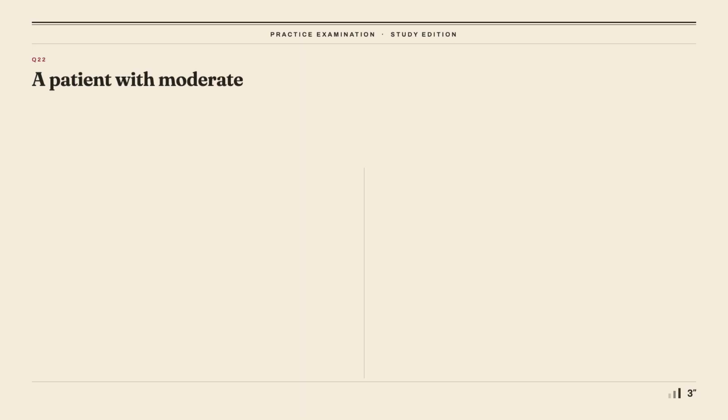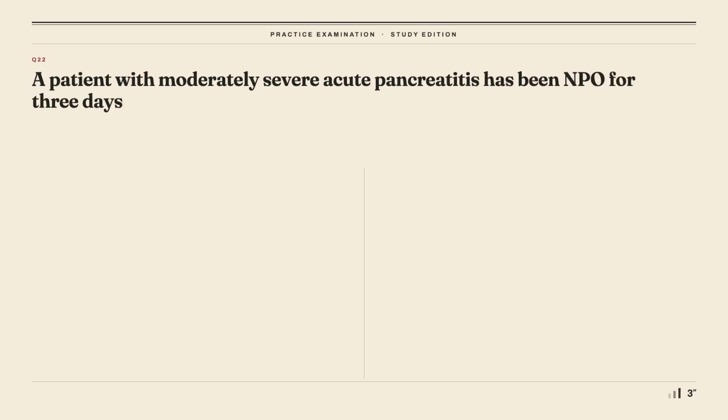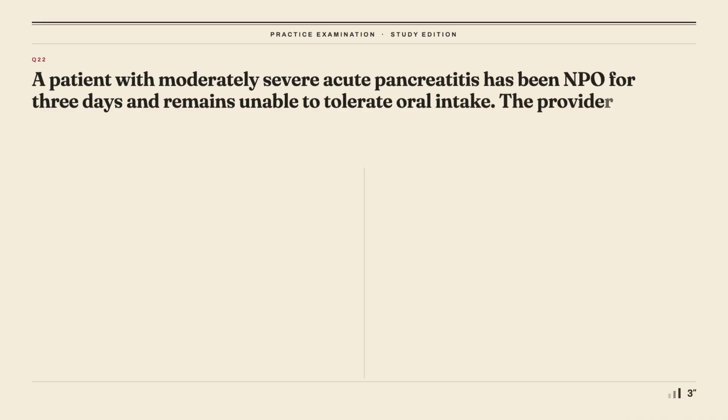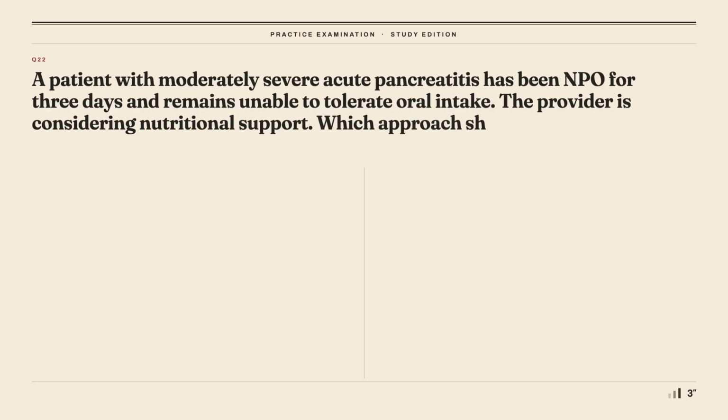Question 22. A patient with moderately severe acute pancreatitis has been NPO for 3 days and remains unable to tolerate oral intake. The provider is considering nutritional support. Which approach should the nurse expect?